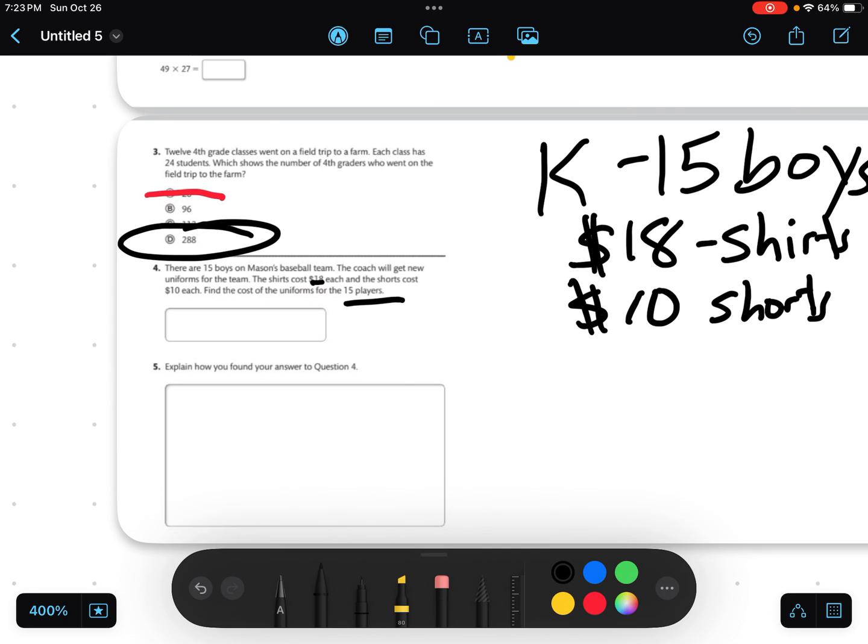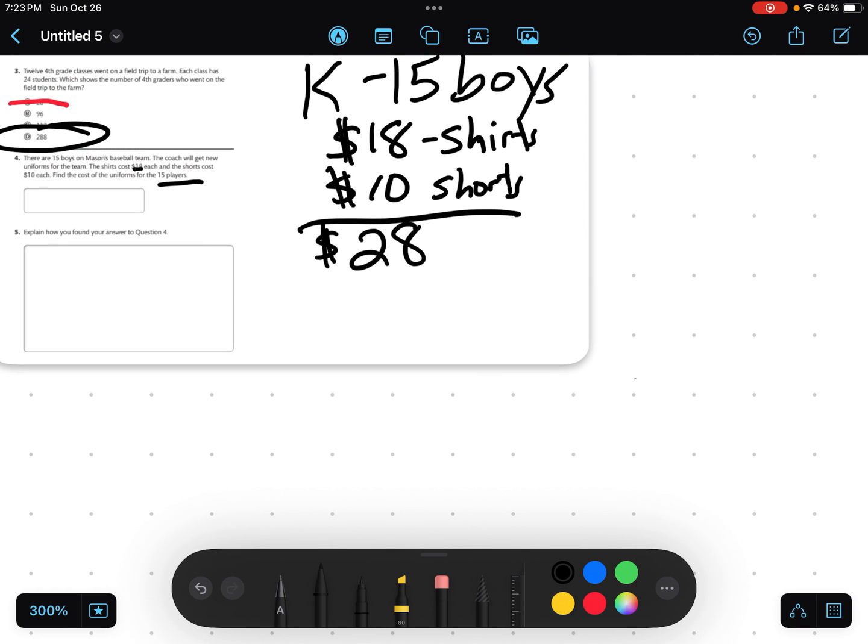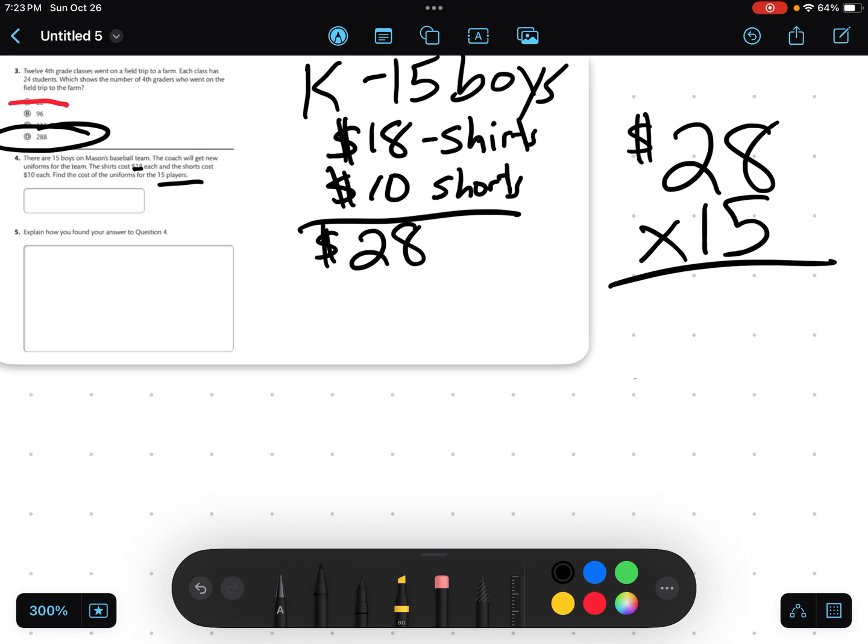Let's see. So then I would need all together. If a boy is going to get a shirt and a short, it's going to be $28 altogether. But there are 15 boys. So I know that I will have $28 for each kid, and there's 15 kids. So now if I multiply, I have 5 times 8, which equals 40. And then I have 5 times 2, which equals 10, plus the 4, which equals 14.